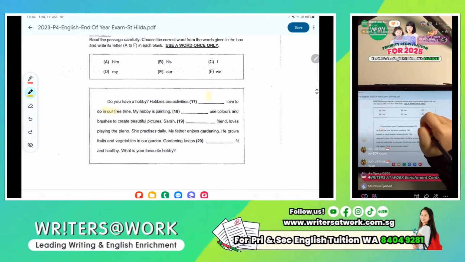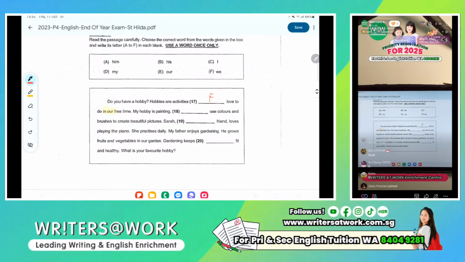Okay, Kira says we. Oops, let me use the pen. We. My hobby is painting. Blank use colors and brushes to create beautiful pictures. So Kira says C. I use colors and brushes. I. Yes, I use colors and brushes to create beautiful pictures. Next, I've seen that Kira actually gave me all the answers for all the blanks. For a P6 student, that is very fast.